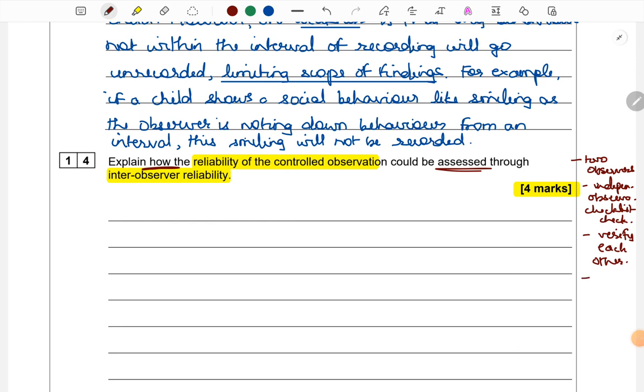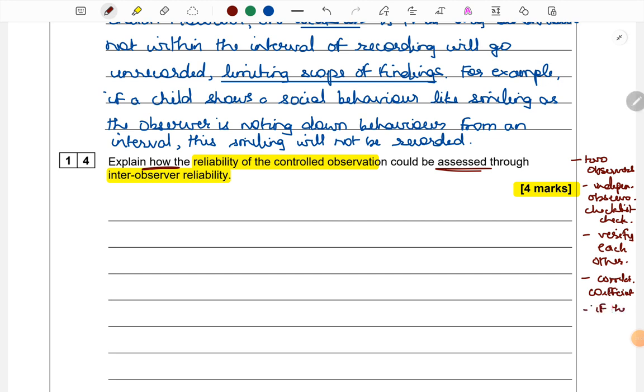So the way of calculating is to determine the correlation. Correlation coefficient will be calculated between the data analyzed by one observer and the data analyzed by the other observer. That needs to be mentioned. And then, of course, how that coefficient will be interpreted. That also needs to be mentioned.